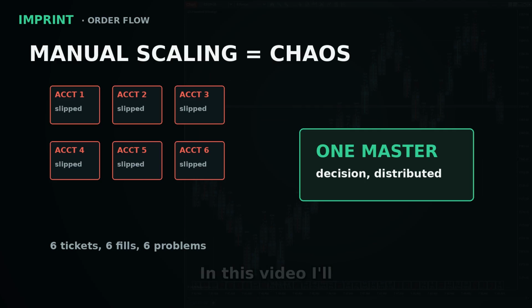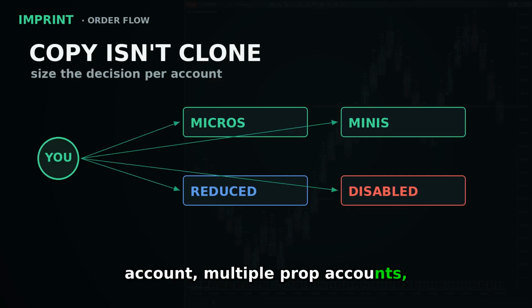In this video, I'll show you the real scaling mechanic. One master account, multiple prop accounts, per account sizing, a flatten-all kill switch, and daily loss lockouts. The tool we built for this is Centurion, part trade copier, part multi-account risk manager for NinjaTrader 8.